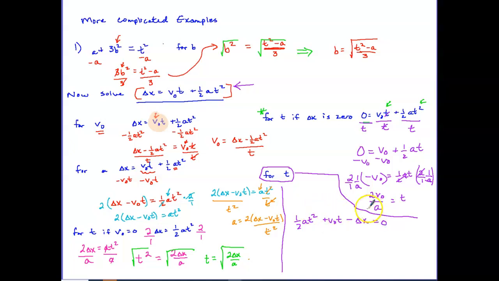And you can see that this is a quadratic equation. There's my second degree term, there's my first degree term, and there's my constant term. And you're going to solve it using the quadratic formula, which has a, b, and c. A is going to be 1/2 a. Okay, that's a little bit ambiguous because of the 2 a's, but b is whatever v0 is, and c is negative delta x. And then you'll just use your quadratic equation to solve if you have to. Okay, those are the more complicated examples.